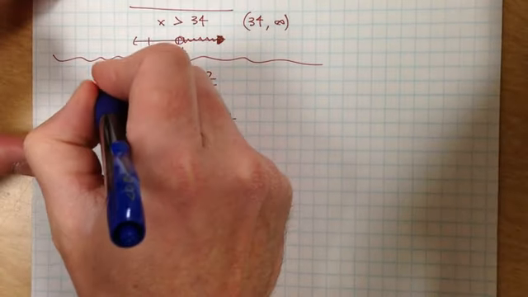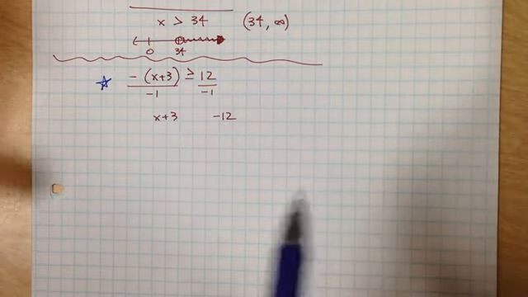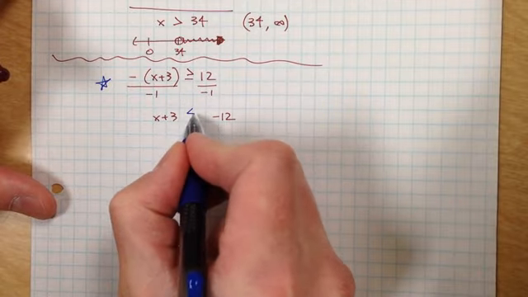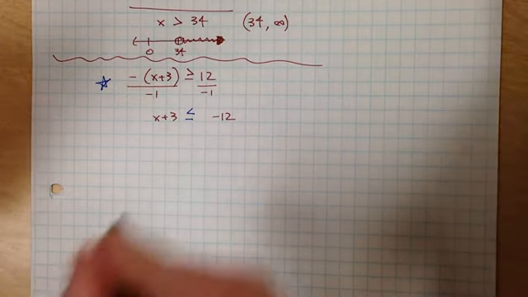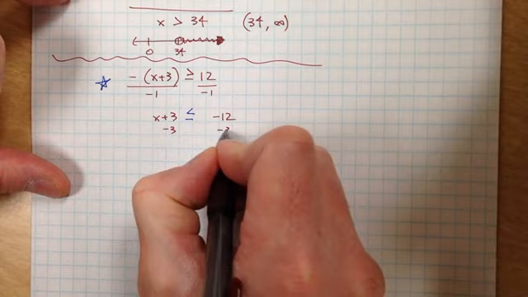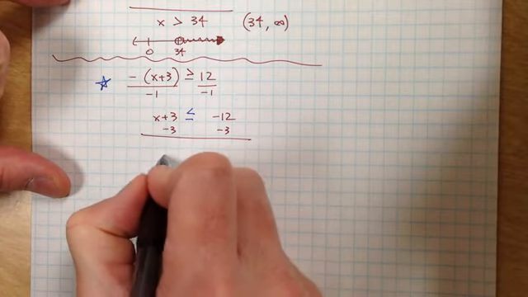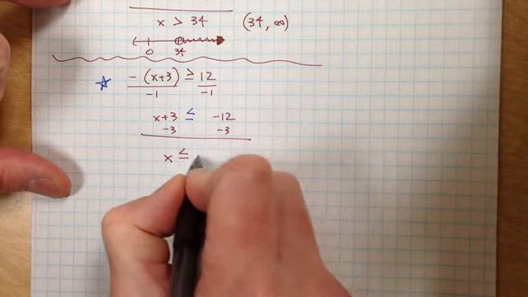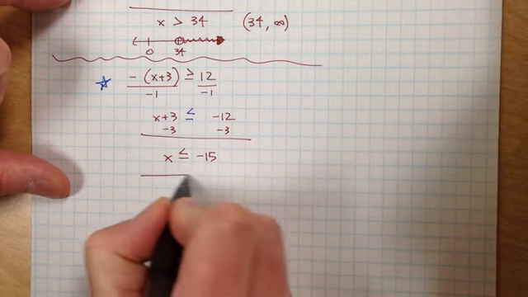I should have starred that for you because we divided by a negative. Make sure we flip that inequality there. Then you can subtract 3. X is less than or equal to -15 on a number line.